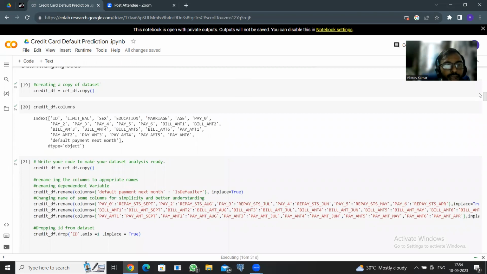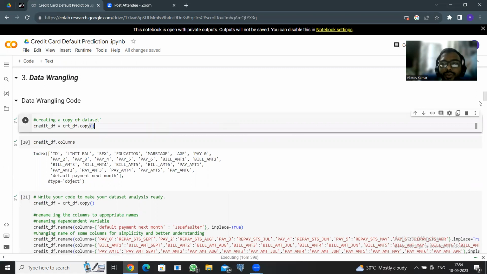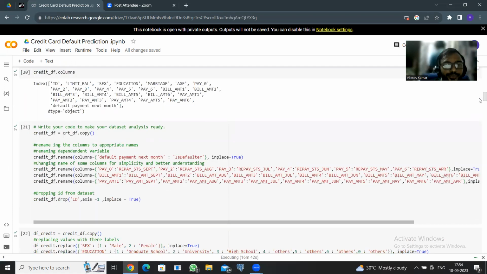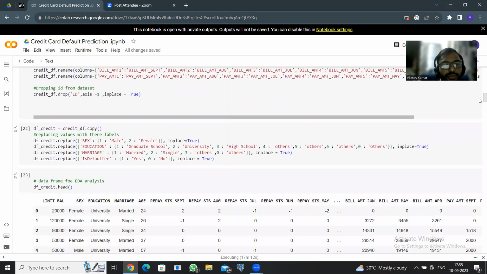To do the data wrangling or EDA part for our analysis purpose, we have created a copy of the data frame. Each and every column is an integer type, as they have given. According to our analysis purpose, we have renamed the columns as per our requirement, for ease of understanding. Here I renamed the column default payment next month to is defaulter or not. I renamed the column PAY_0 as repayment status September, and bill amount as bill amount September, like that. I have included the month's name in the column itself.